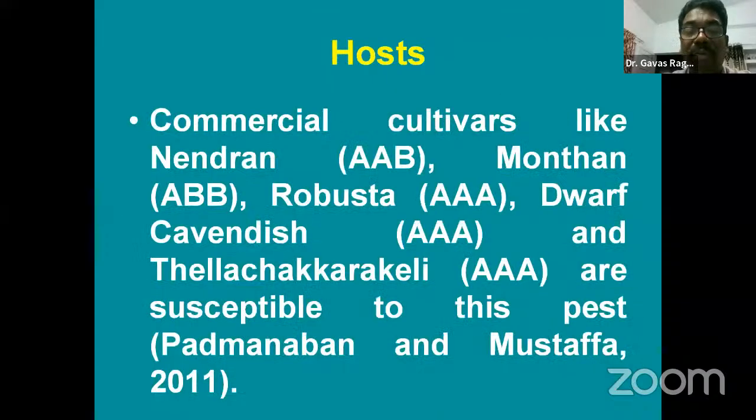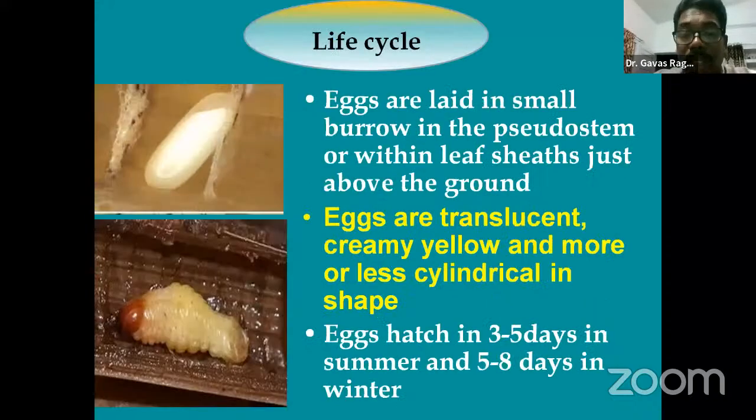Robusta and Dwarf Cavendish are excellent hosts and are really susceptible to this pest. We have observed that this pest is found across all the banana growing countries in the world, especially in India. And in India, in all the banana growing tracts, you will find pseudostem weevil infestation.